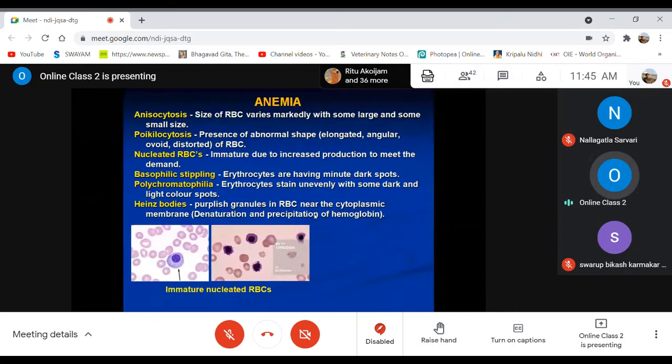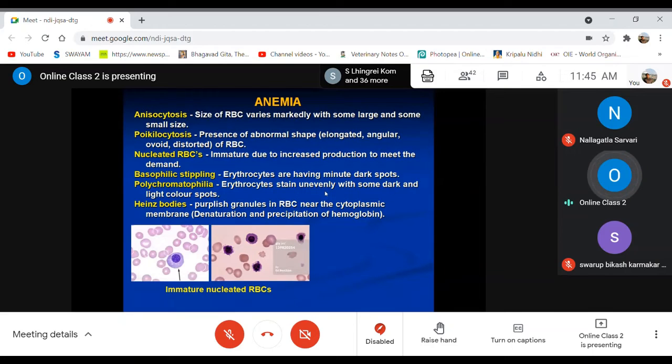Then next is basophilic stippling. This is nothing but RBCs having some minute dark spots inside the RBC structure. I will show you the pictures later on, in the next slide.